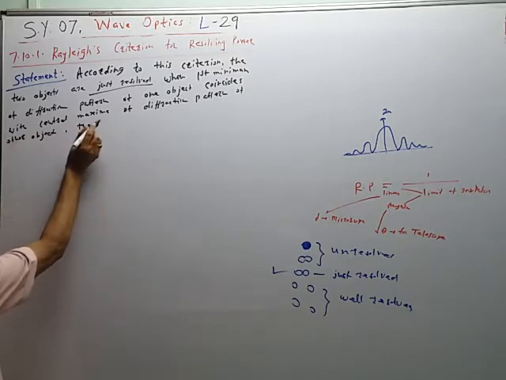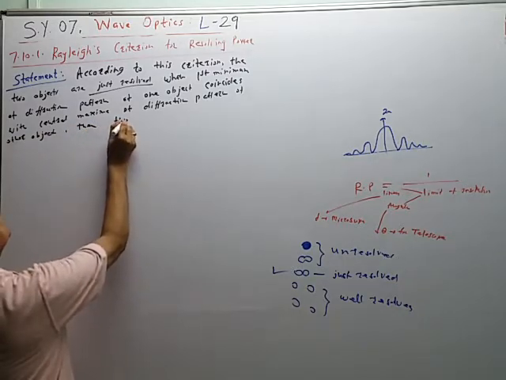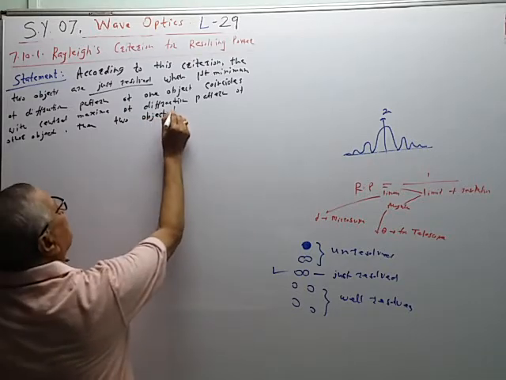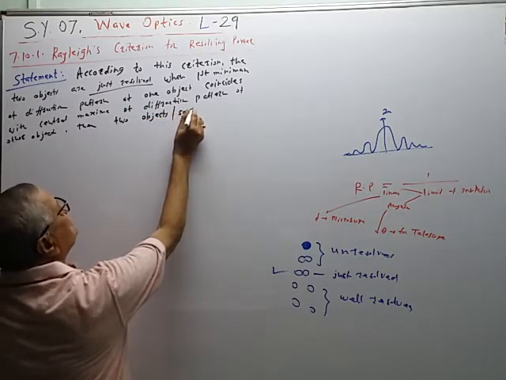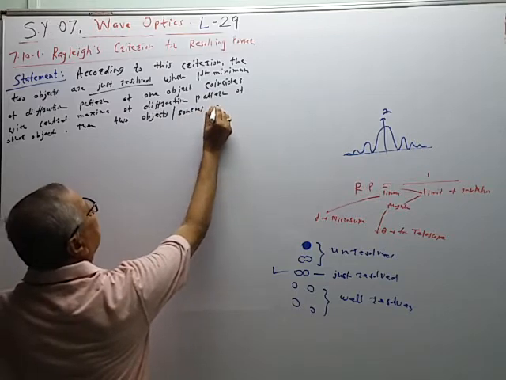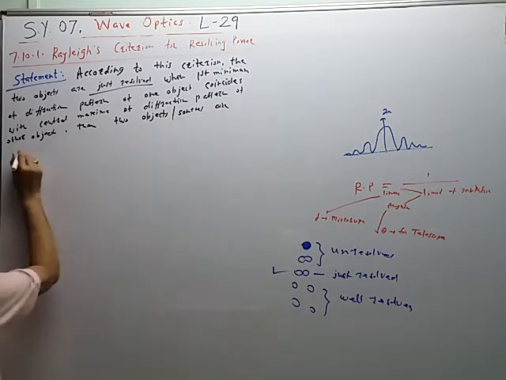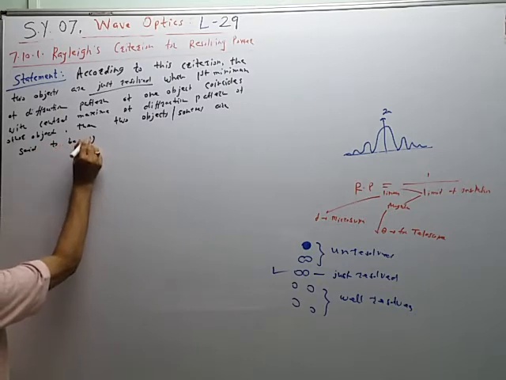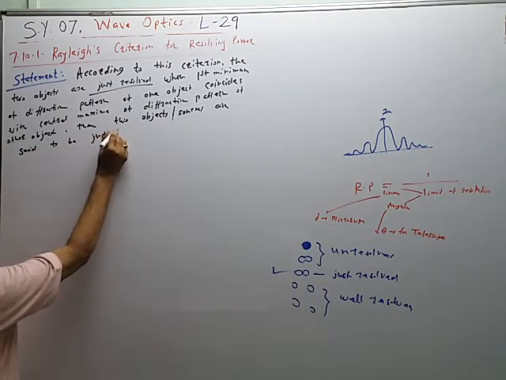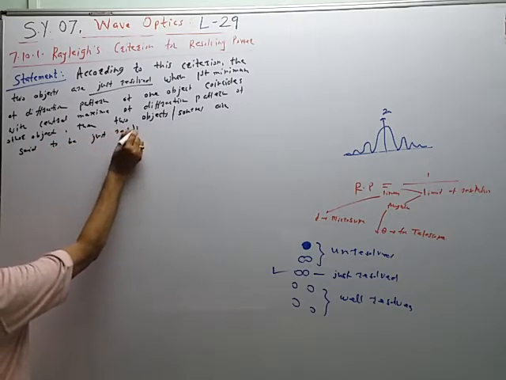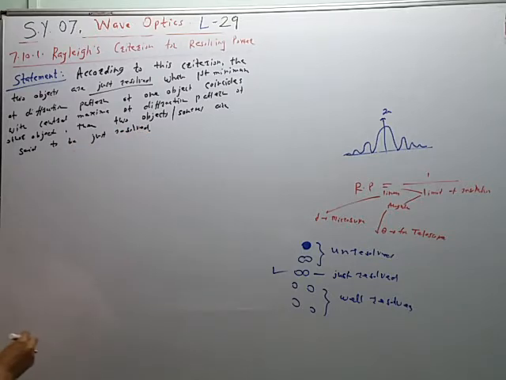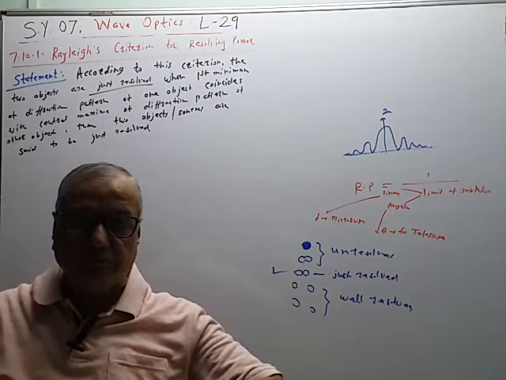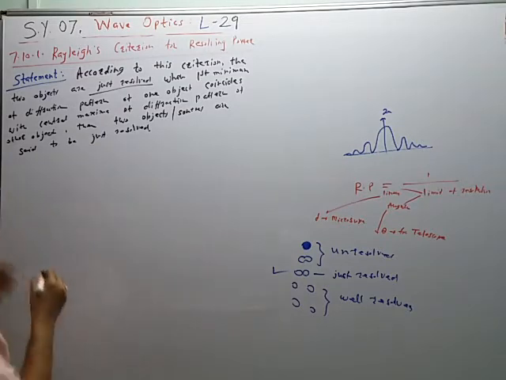Then the two objects, or the two sources from which we get the light, are said to be just resolved. This is the statement. Now let us do the explanation.